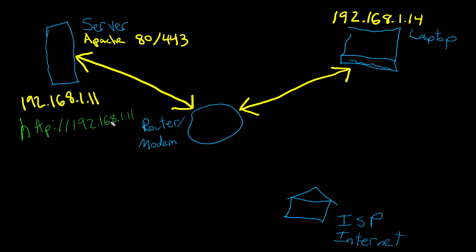192.168.1.11. Whenever I type that in on my laptop or whatever other computer is connected, it should go to the router, and usually the router does not really pay much attention to the port numbers on your local area network, your LAN. It's just worried about your local IP address. So it's going to see that and say, okay, that IP address is over here, and it's going to send it to the server.